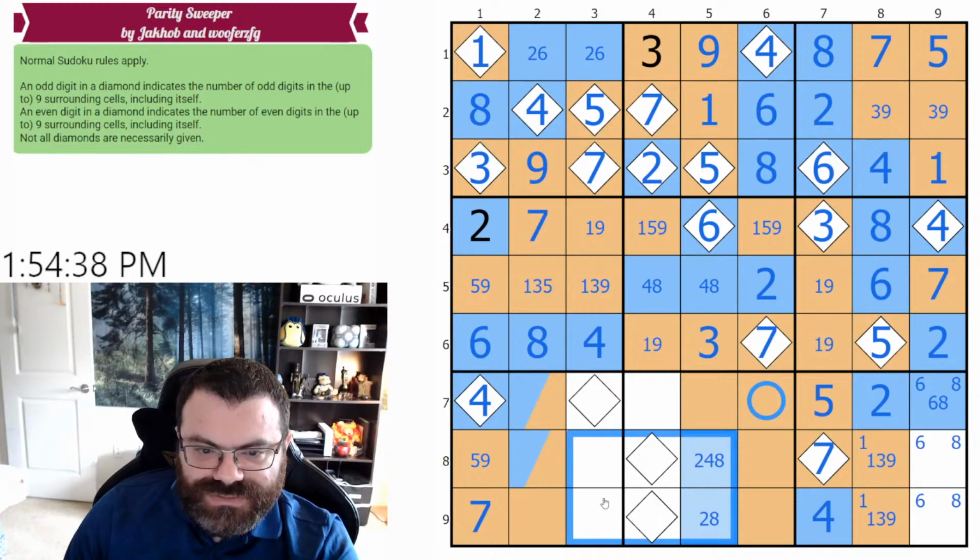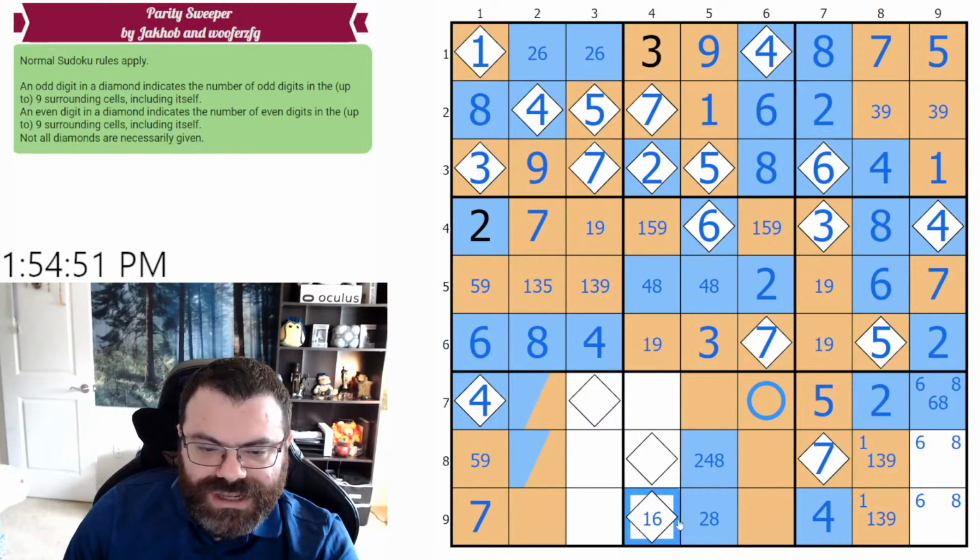All of these would be even. So this would be a 6 if it was even. If it was odd, it would only see up to 4 odds, so it would be 1 or 3. But it can't be a 3, so it would be 1. So actually, all of these are even no matter what. We repeated the trick we did at the start.